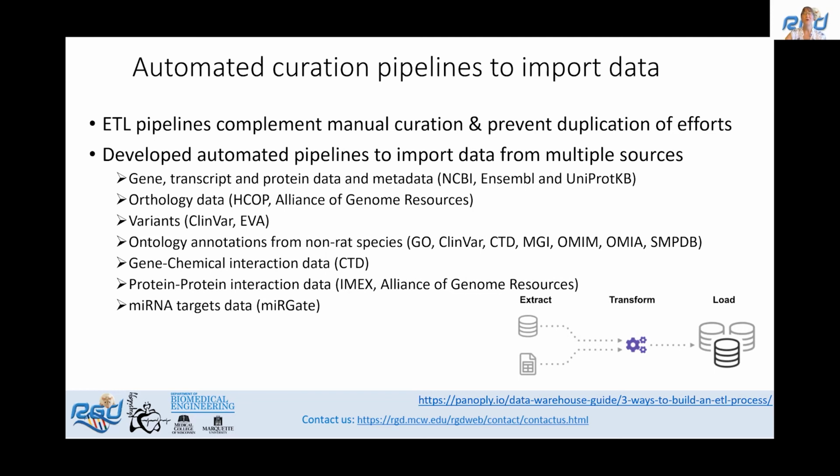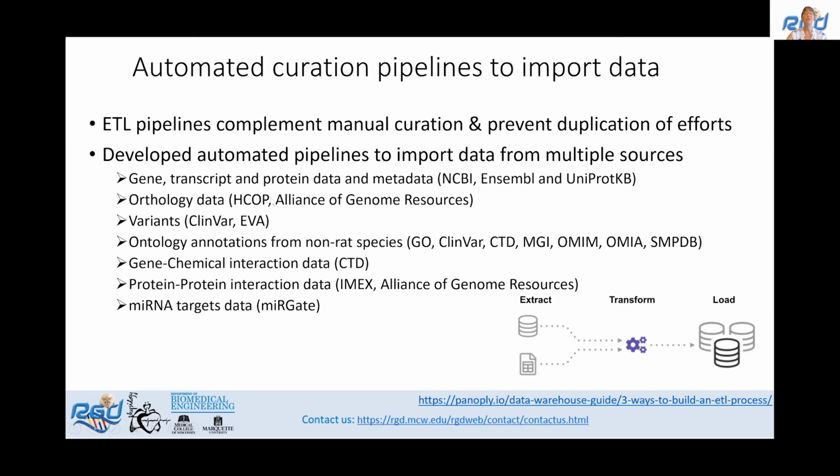Obviously, we also do a lot of automated curation pipelines to import data from other resources who have done their wonderful curation, and so we bring in several pipelines to complement the manual curation and really prevent the duplication of efforts. And so these automated pipelines have been a lifesaver, because we can bring in many different types of data, such as, I'm not going to read all of them, but gene, transcript, and protein data from their various sources.